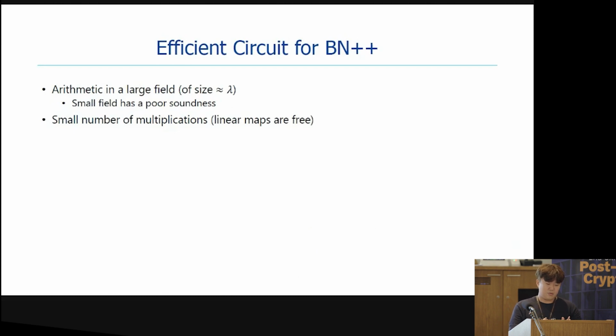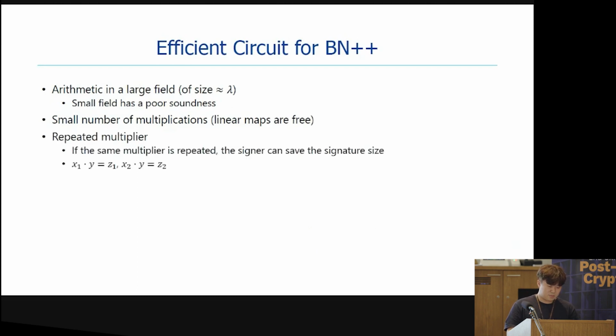From that, there are efficient circuits when simulating in BN++. First, since a small field size has poor soundness in the BN++ proof system, we note that MPC in the head has no such demerit. So we use large field arithmetic of size such as 2^lambda, and a small number of multiplications makes the signature size smaller, and linear maps are free.